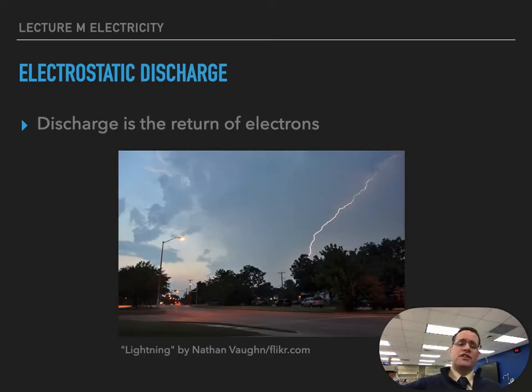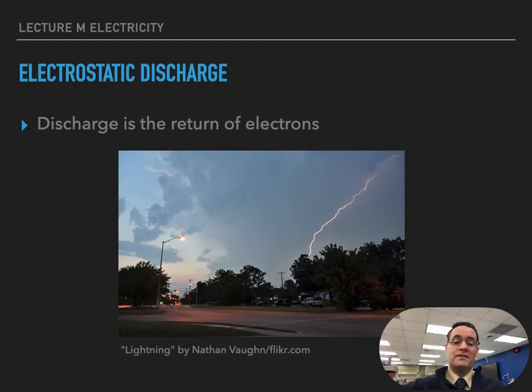Electrostatic discharge is when the electrons return to the object they came from. Okay, sometimes this returns the materials back to their neutral states. We call this electrostatic discharge. So lightning is a very dangerous and dramatic illustration of electrostatic discharge. When electrons flow between clouds and the ground in a sudden moment, there's a tremendous amount of heat and light that's given off.